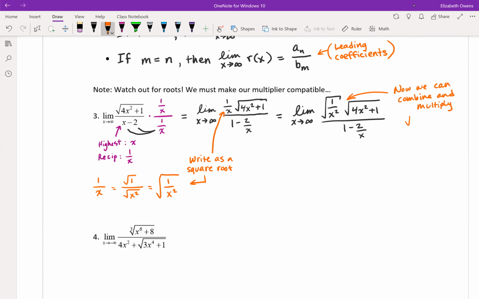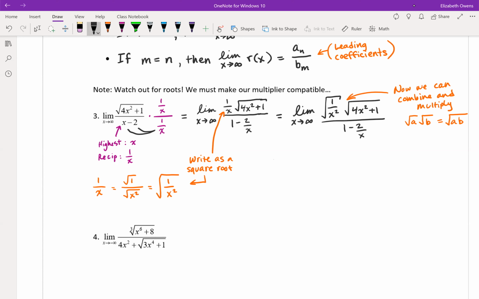Remember the property we're using here is square root of a times square root of b. If you've got two square roots multiplied together, it's the same thing as merging those into a single square root and doing the multiplication underneath. And that works for all types of roots, not just square roots. So that could be a cube root, a fourth root, etc.